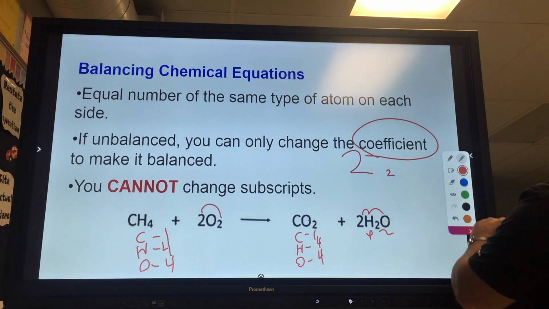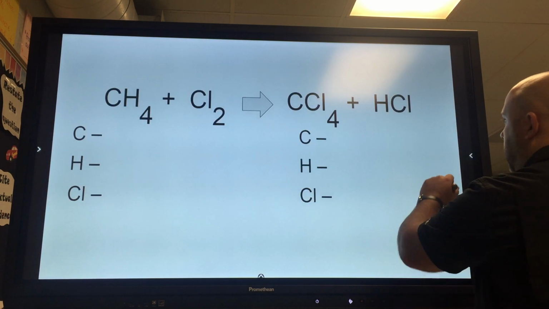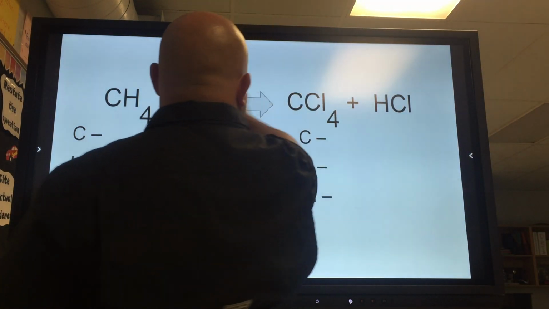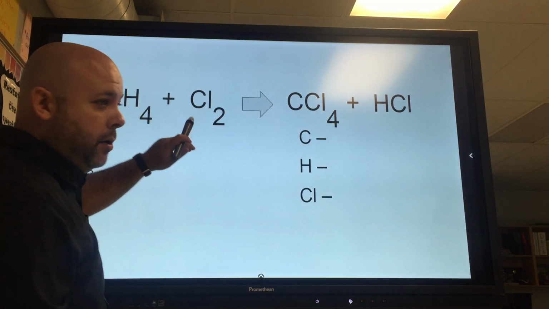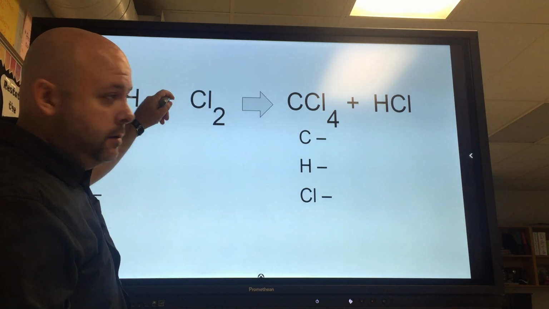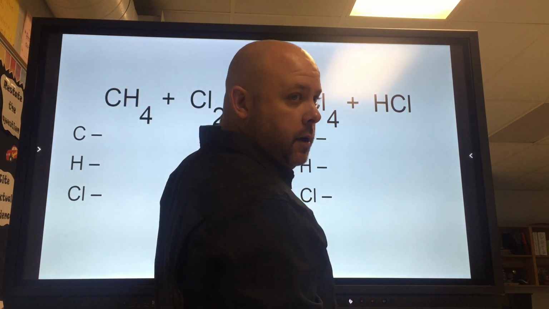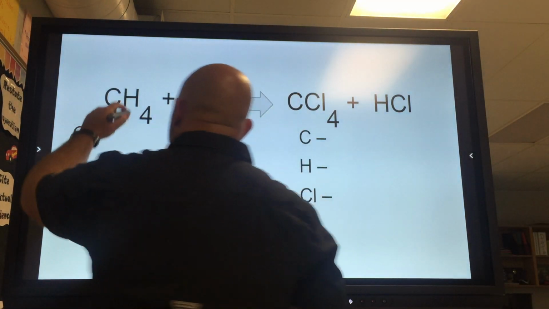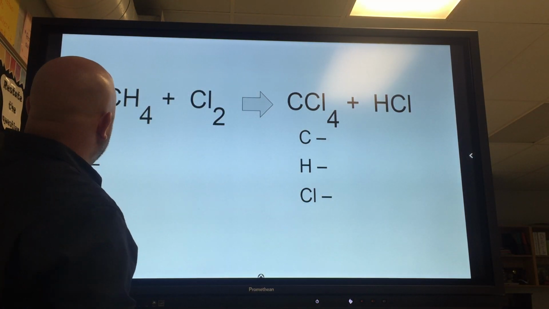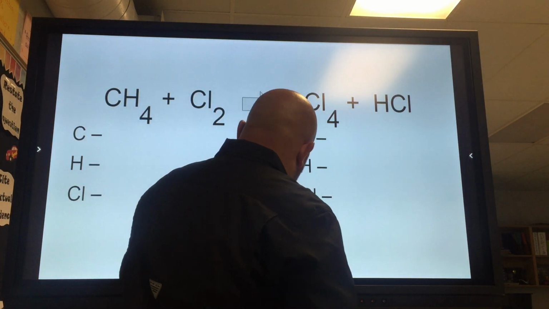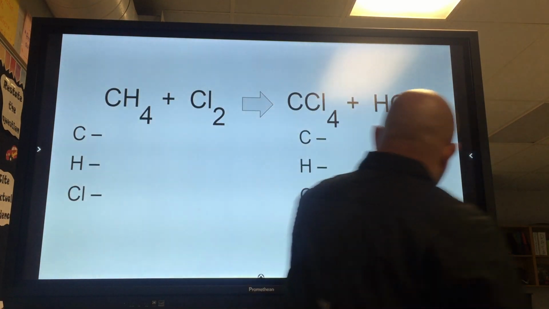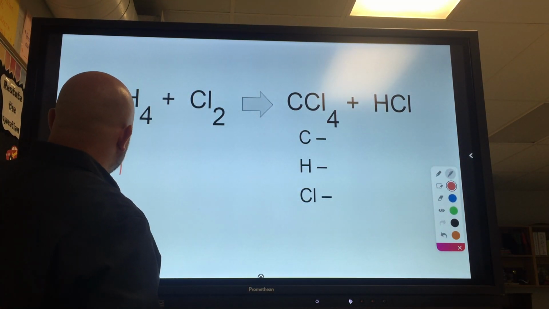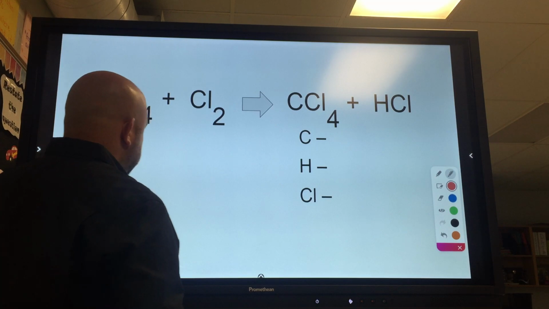All right, so now let's actually try one out. I've already labeled this one for you. So let's go through. We'll start counting on this side. So remember, you have your reactant, chemical change, product. All right, so we have 1 carbon on this side. Oh, I got it right, don't I? We have 1 carbon. I see 4 hydrogens, and I see 2 chlorines.